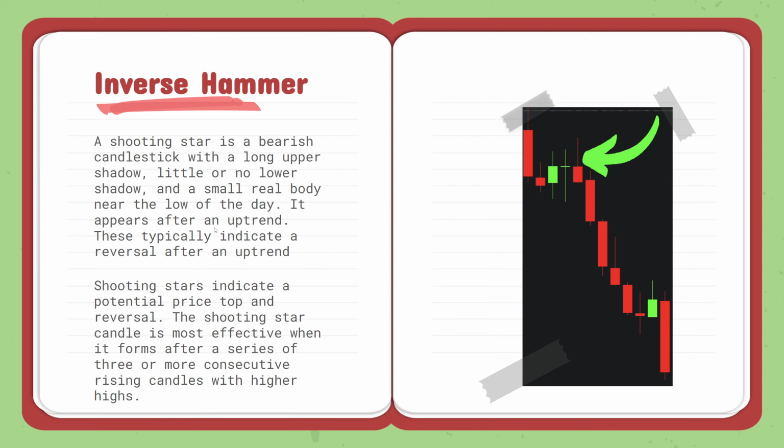If it appears after an uptrend, these typically indicate a reversal in your uptrend. Shooting stars indicate a potential price top and reversal. So these are pretty effective when they form after a series of 3 or more consecutive highs or consecutive rising candles. So we see this right here. You can see in this example, we made 1, 2, 3 higher highs. And this was your final and 4th higher high. And we continue down.